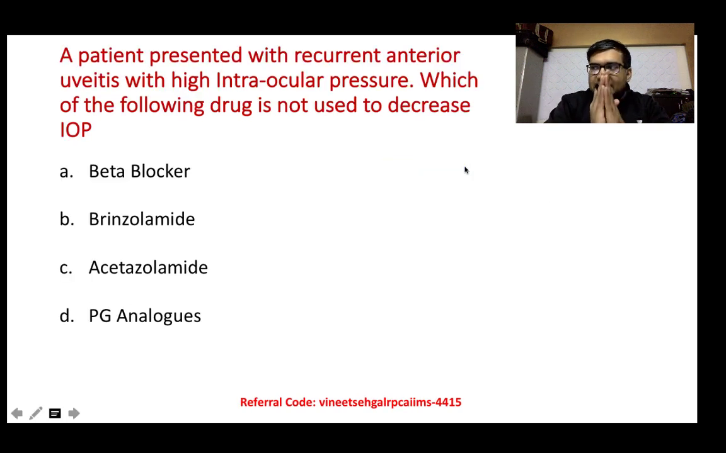The second question for you is, a patient presented with recurrent anterior uveitis with high intraocular pressure. Which of the following drugs is not used to decrease intraocular pressure? So I am asking about the drug that cannot be used. Your options are beta blockers, brinzolamide, acetazolamide, or PG analogs?